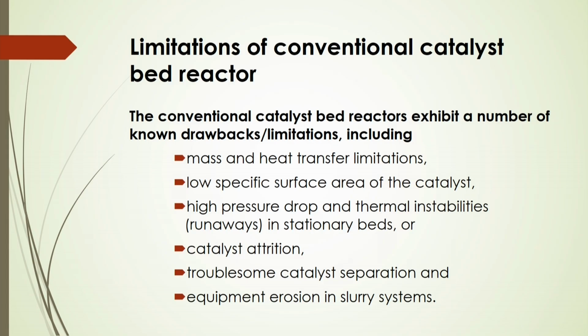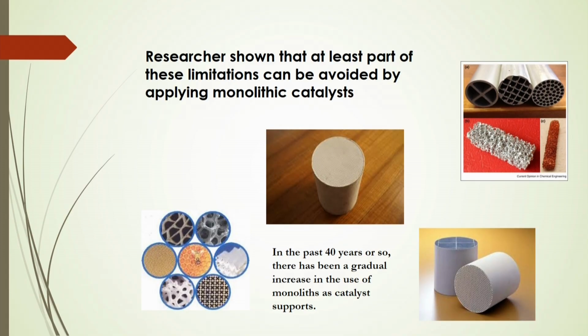Even we have discussed several other different types of chemical engineering process intensification, not only on the catalyst bed; there are several other ways also to get process intensification. So, the catalyst bed reactor is one type where the monolithic structure can be involved. This type of reactor will be more useful to get process intensification. Researchers have shown that at least part of these limitations we have discussed can be avoided by applying monolithic catalyst.